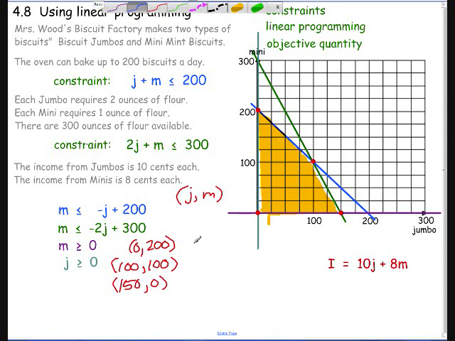We will now put in these point values: 10 times 0. So we eliminate this, and it's just plus 8 times 200, or what's that?